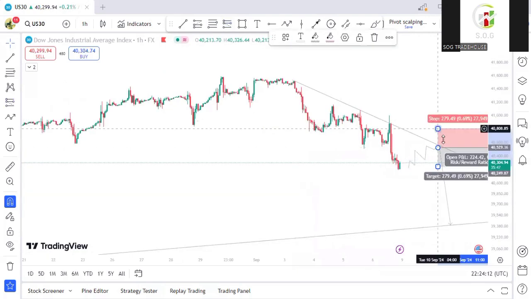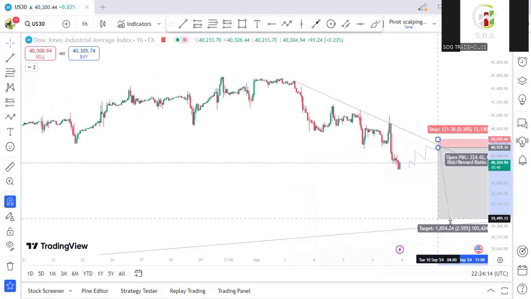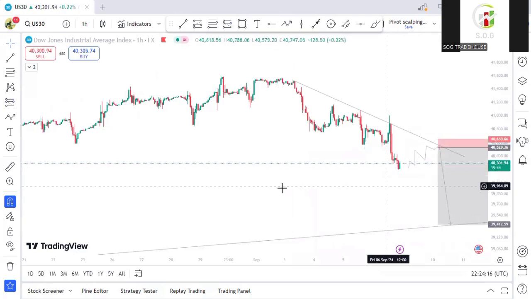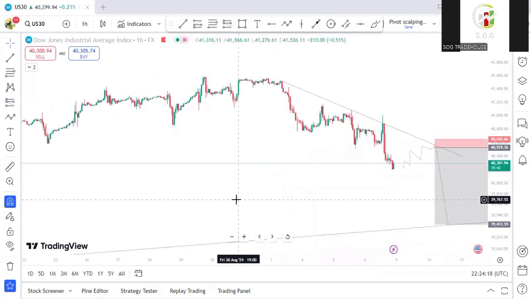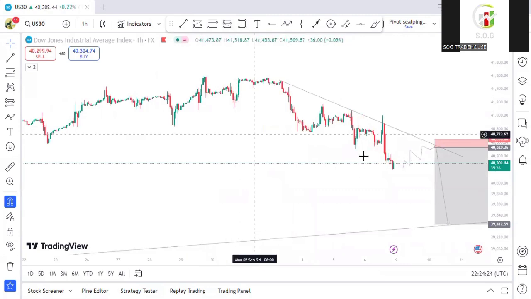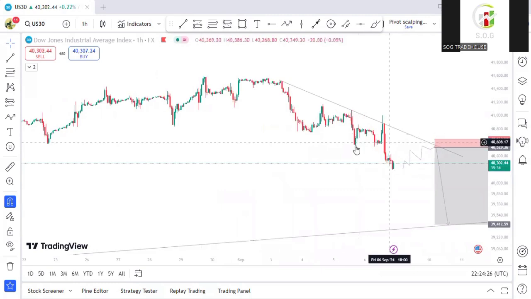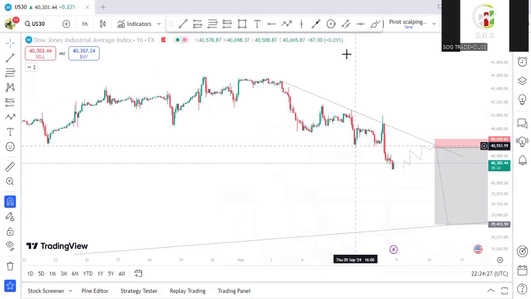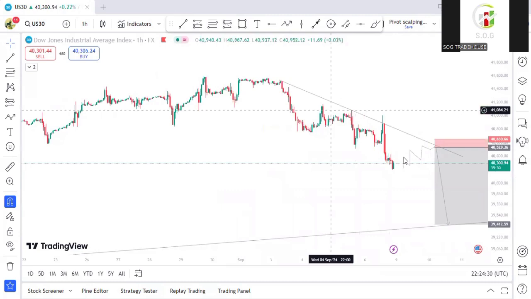Like I always say, trading is 90% waiting, 10% execution. You don't force trade, you wait for the market to come to you. You trade what you see, not what you think, and always have this in mind. No touch of trend line, no entry. Let me just write it down.